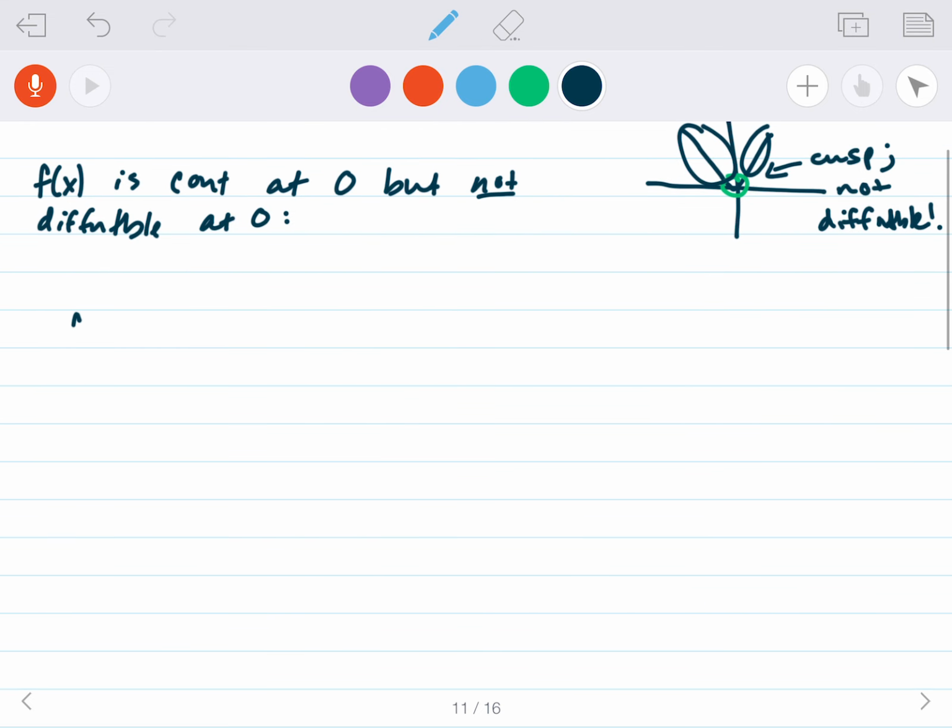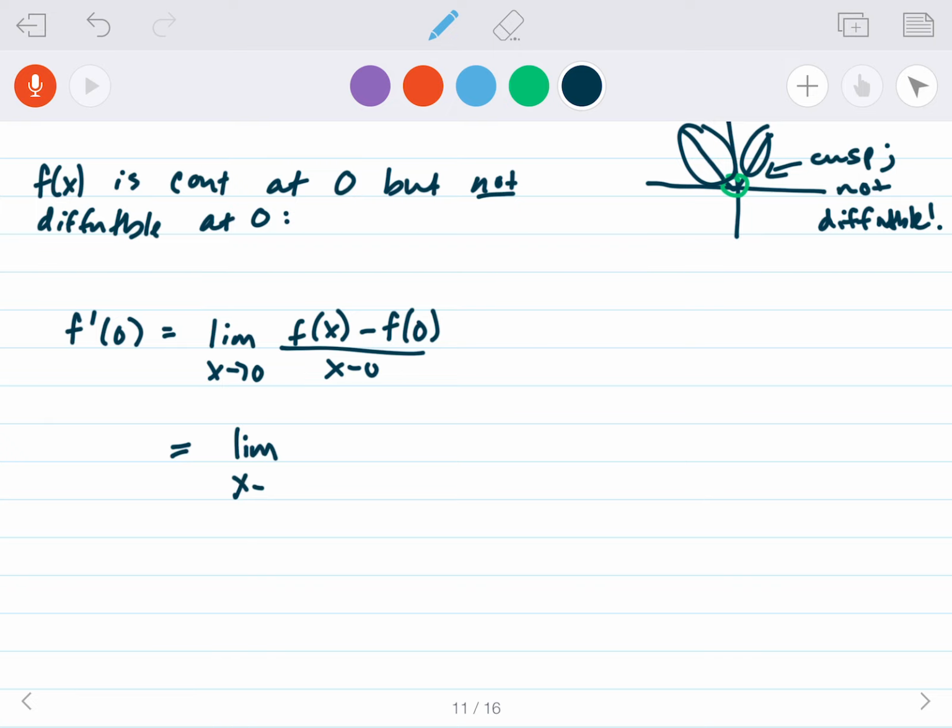All right, so taking the derivative. If it were differentiable, the derivative would exist. So if we take the derivative and plug in 0, that limit should exist. And so this is the limit as x goes to 0 of f of x minus f of 0 over x minus 0. So just plugging in what we know, this is the limit as x goes to 0 of absolute x minus absolute 0, which is 0, over x. And we know that this limit doesn't exist. I think you guys looked at something pretty similar for a homework problem.